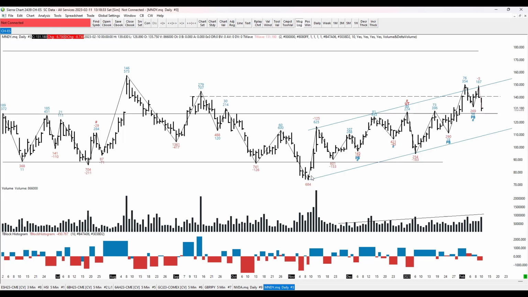To draw the channel, we need to touch the swing highs. So we have A, B, C. When price goes into this area, it's a confluence of this resistance and this supply line. Price can't go above 150 yet.